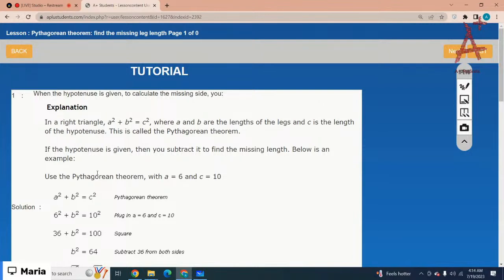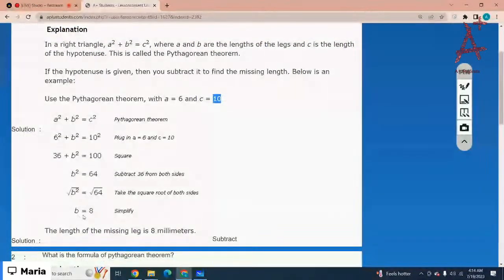Below is an example. You are given A equals 6 and C equals 10. C is the hypotenuse. Just put the values in the Pythagorean theorem. A square plus b square equals c square. A is 6. 6 square plus b square equals 10 square. So 6 square is 36 plus b square equals 100. You have to subtract 36 from the other side. 100 minus 36 is 64. So b equals 8. That means the missing length is 8.